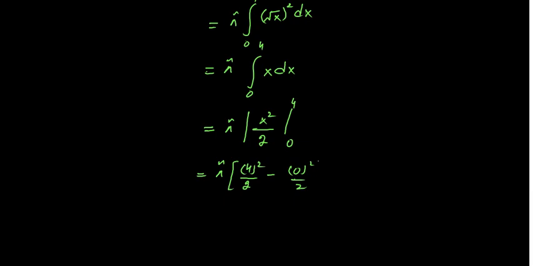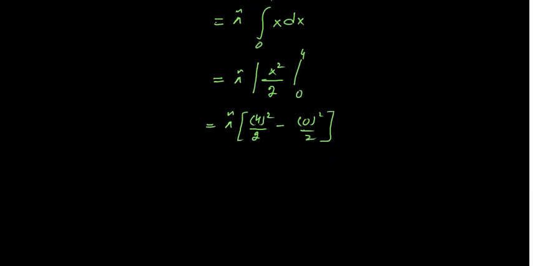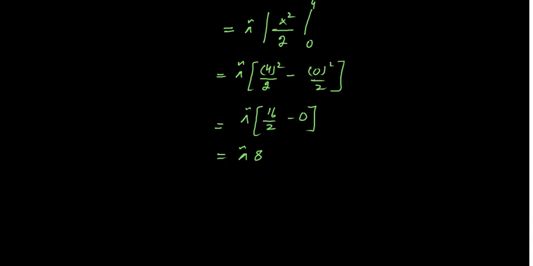So that becomes pi times 16 over 2 minus 0, and that will be equal to 8. So now we have volume is equal to 8 pi cubic units. That is our volume of that shaded shape.